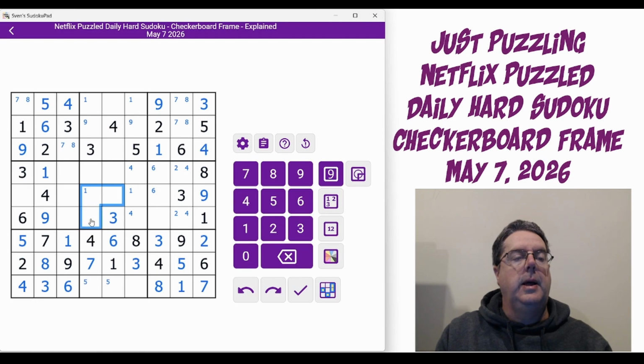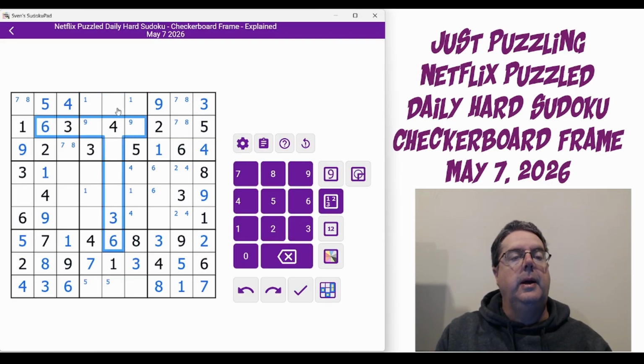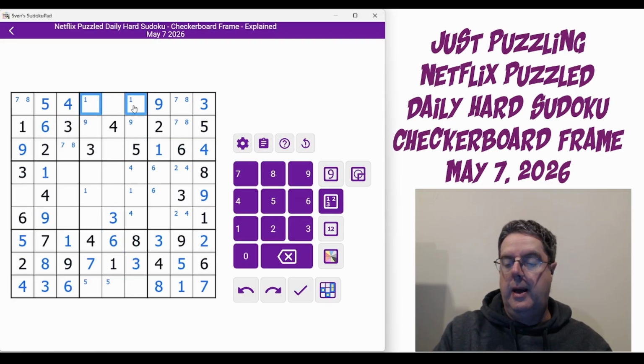8's going to be here. 7, 8. 8 will come across here. So 8, one of those. 2, 5, 9. 7, 8. So 7, 8 can be here. 7, 8 can be here. 6 comes across here. 6 comes up here. So this is going to be a 1, 6 pair.